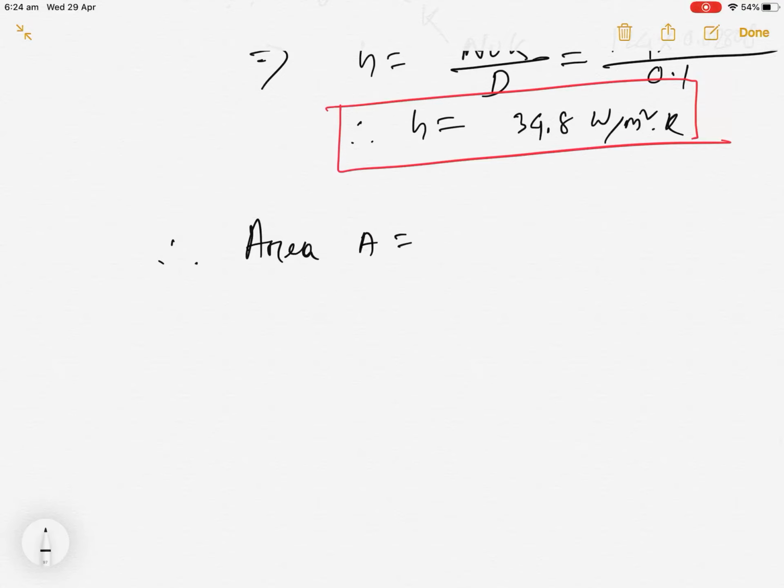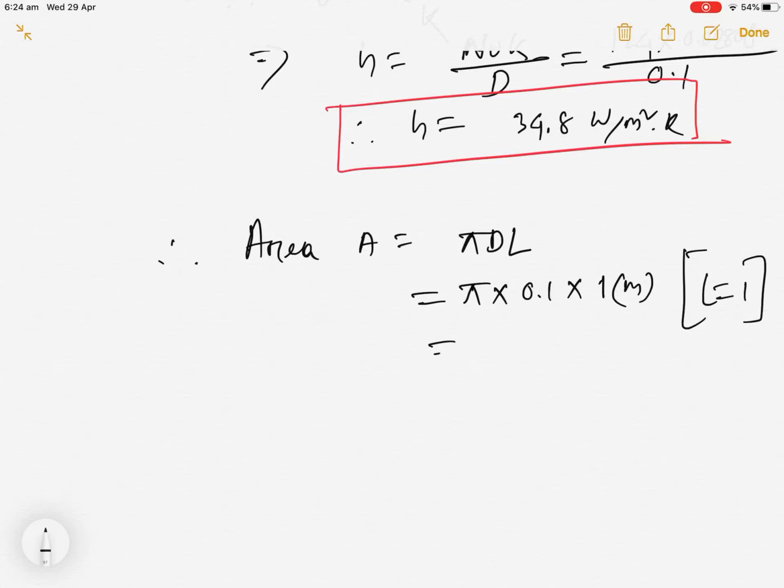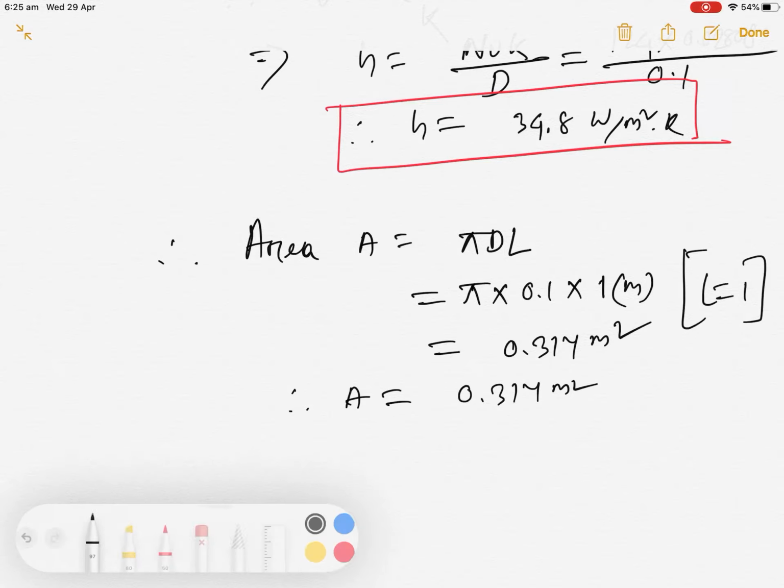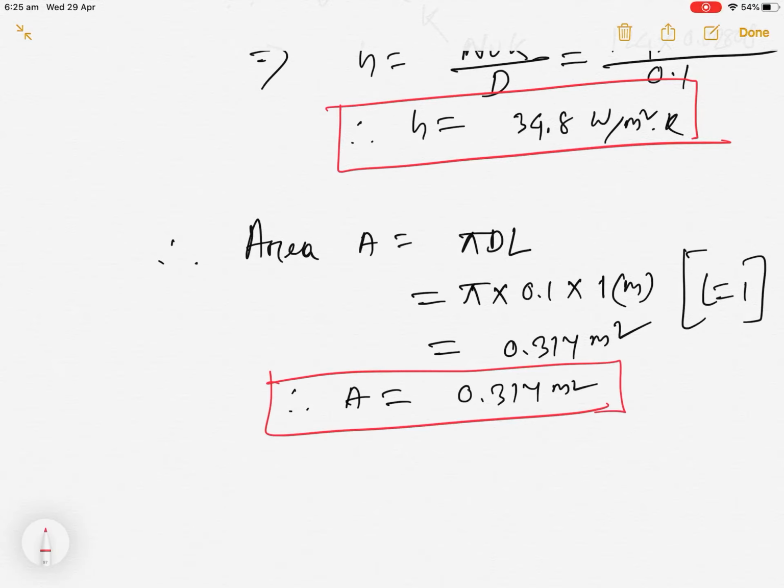Area, this is a pipe, a circular pipe. The diameter is given, so definitely it is pi D L. So pi, we know the constant value, D is 0.1, and length is 1 meter, because in the question it is given, you need to calculate the heat loss from the pipe per unit of its length. So length L equal 1. And then we got the area is 0.314 meters square. All right, so that's the area. So now we have everything.